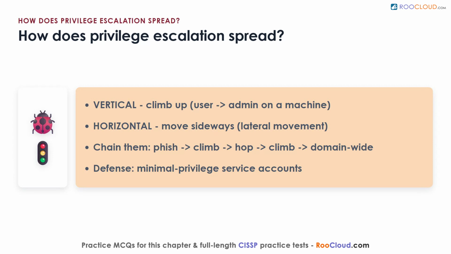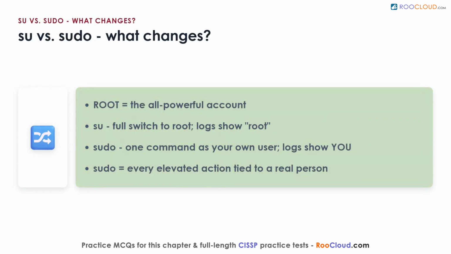Attackers chain the two, land on one user through a phishing click, climb to admin, hop to the next machine, and climb again, often reaching domain-wide control. A key defense is keeping service accounts locked to only the privileges they truly need, never granting them broad system rights for convenience. How do the su and sudo commands change accountability?